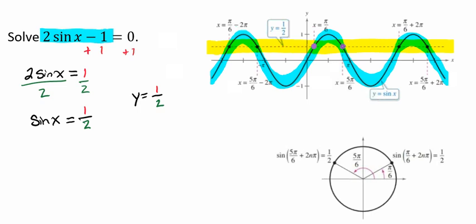Now you'll notice that it happens again here, at pi over 6, but in the second period, so it's plus 2 pi. And then again at 5 pi over 6, but plus 2 pi. And if we were to work backwards, we would see that it occurs at pi over 6 minus 2 pi and 5 pi over 6 minus 2 pi as well.